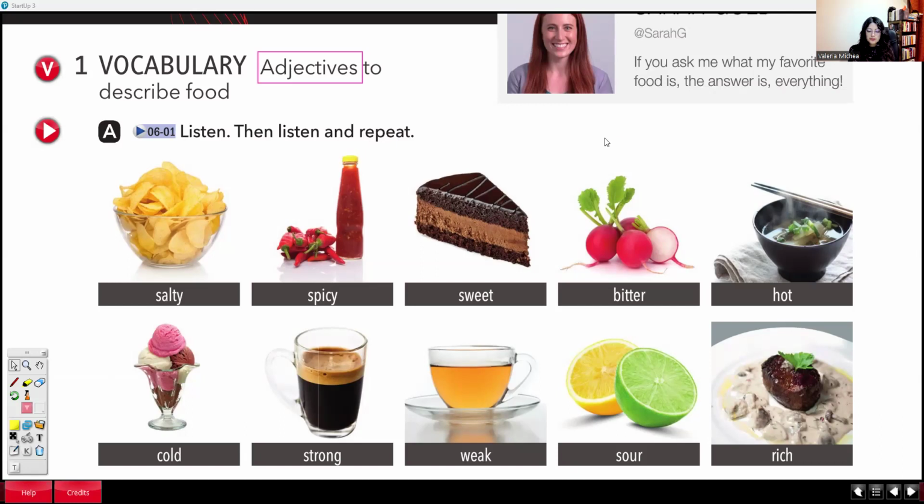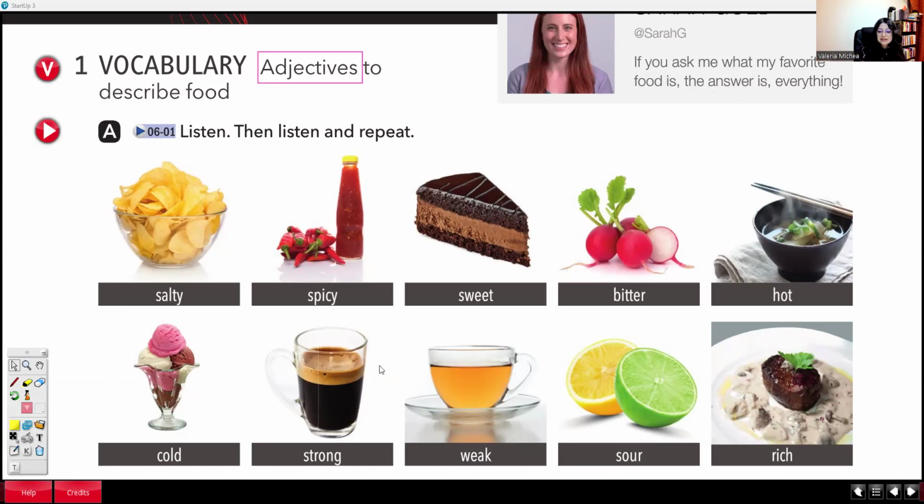All right, there we go. So we've got salty, related to the word salt. That's not very difficult to figure out the meaning: salty, like with a flavor of salt.